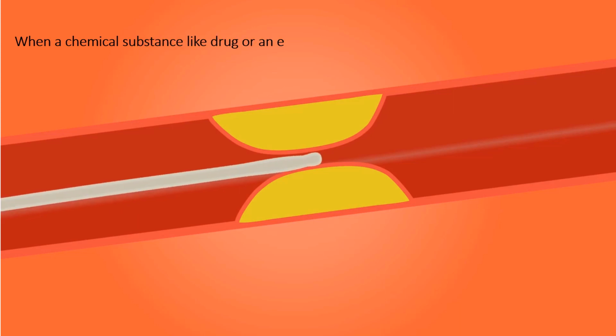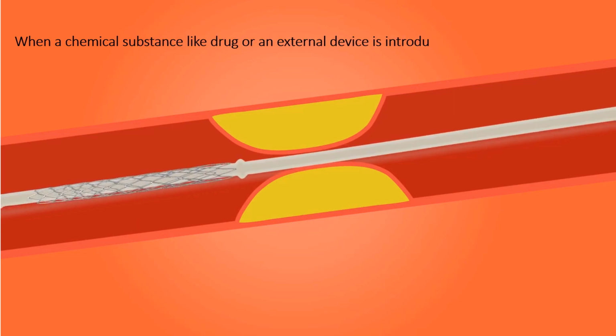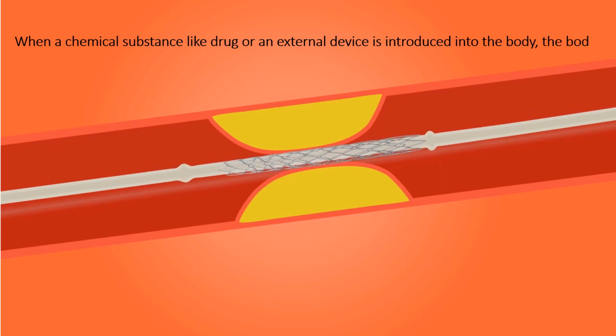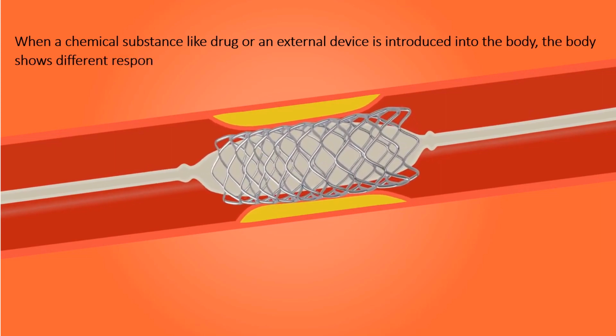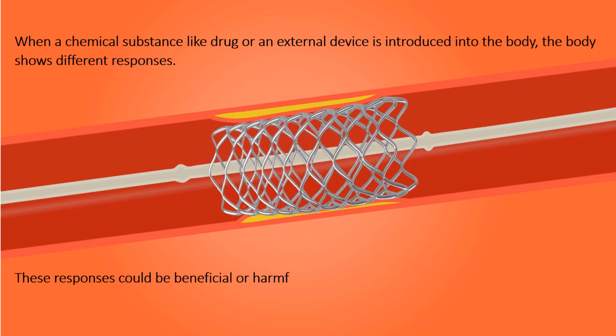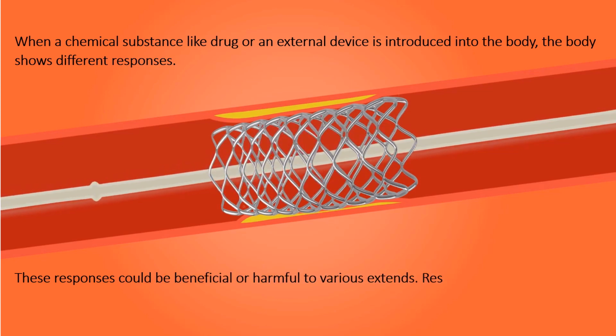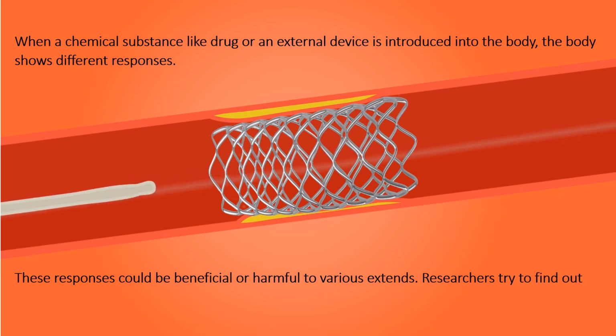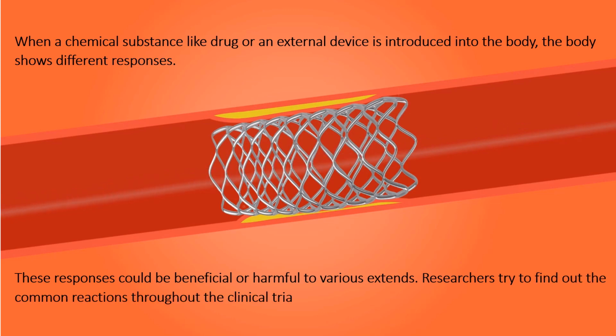When a chemical substance like a drug or an external device is introduced into the body, it shows different responses. These responses could be beneficial or harmful to various extents. Researchers try to find out the common reactions throughout the clinical trials for a particular drug or a device.